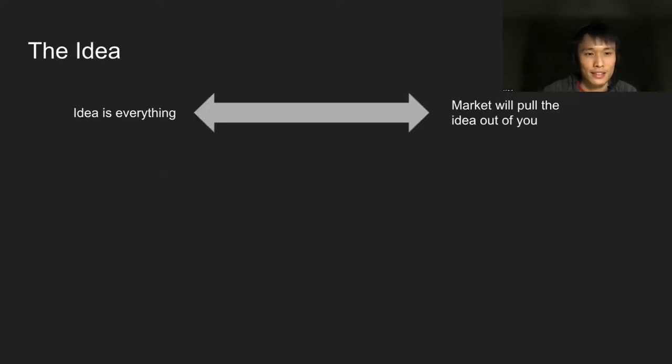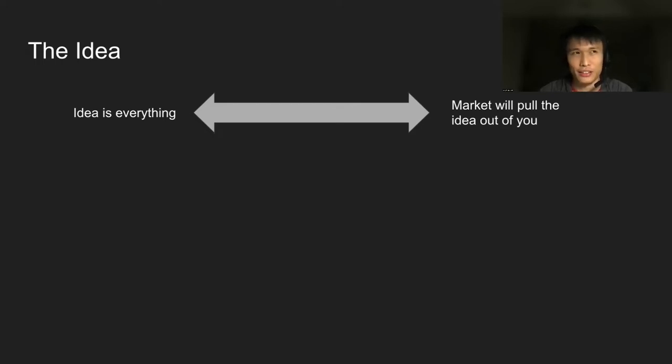Yeah, so let me start. The starting part is the idea. Every startup has a founding idea, and there are basically two schools of thought. It's a spectrum. On the very left, the idea is everything, very Peter Thiel, where you have a grand vision and you know what this is going to be, and what you're doing is just trying to build a business that executes it. And on the very right, the market will pull the idea out of you.